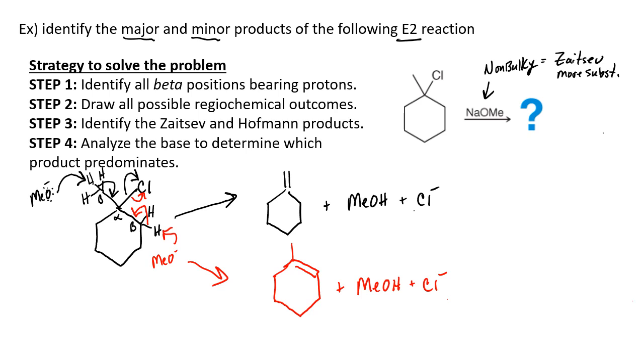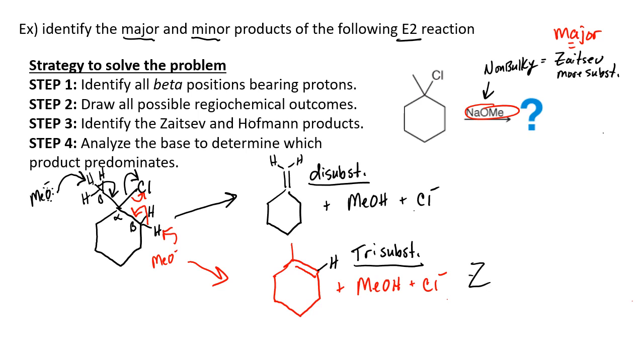I've already established that sodium methoxide is a non-bulky base, and the major product will be the Zaitsev product. So now let's look at the substitution patterns of the products that I've drawn. I've got an alkene that has 2 hydrogens and 2 non-hydrogen groups. This is di-substituted. And on the one below, I've got 1 hydrogen and 3 non-hydrogen groups. So the bottom product is my tri-substituted. Well, tri-substituted is a greater substitution pattern than di-substituted. And remember, Zaitsev is the more substituted, so this is my Zaitsev product. And the less substituted is going to be the Hofmann.